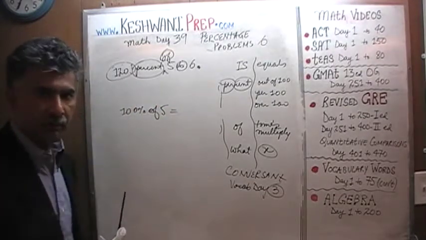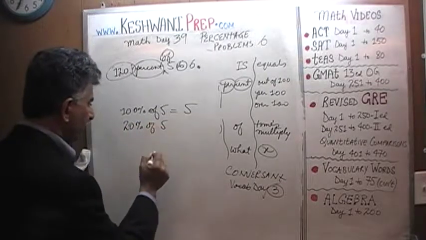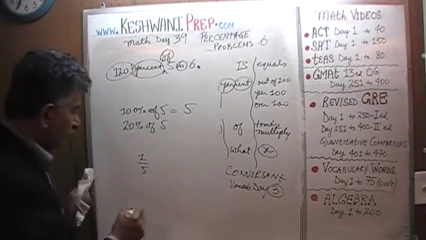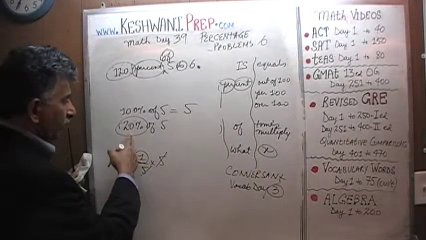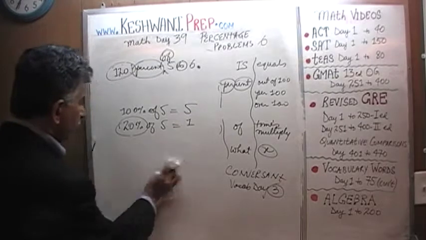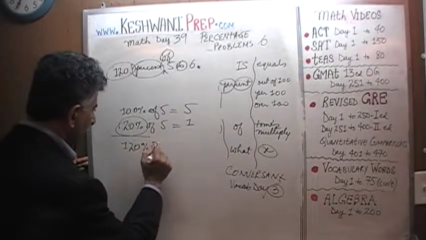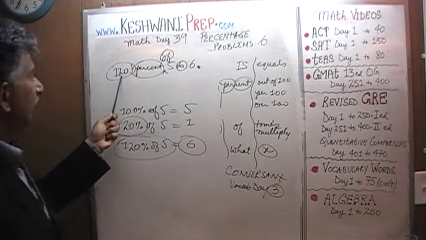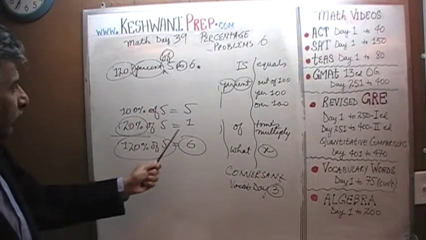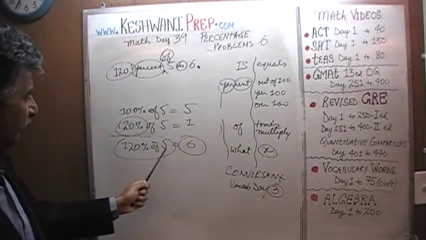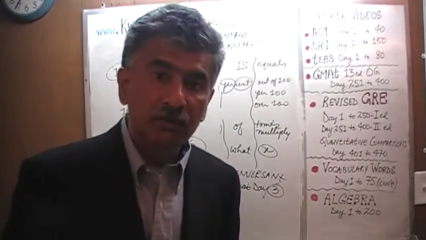We know 100% of 5. How much is 100% of 5? Well, 100% of 5 is 5 itself. And then another 20% of 5. Well, 20% of anything is a fifth. So a fifth of 5, of course, is 1. So 20% of 5 is 1. Since 20% of 5 is 1 and 100% of 5 is 5, if we were to add them up, we should get 120% of 5 equals 6, which is exactly what we claim. That means our claim is valid.